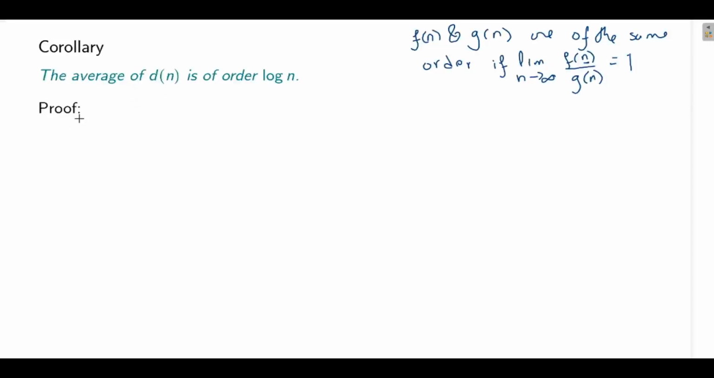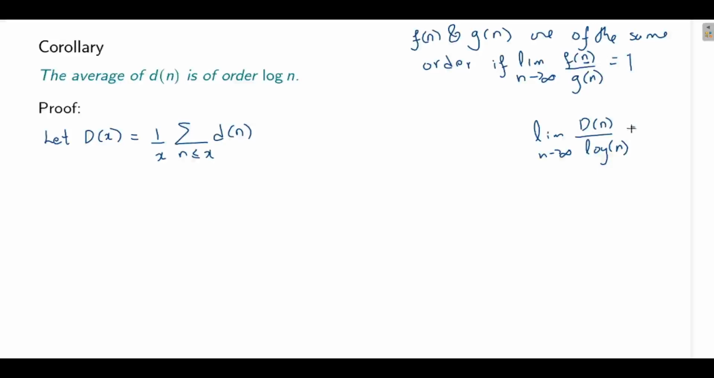So let's look at the average of d(n), which we will call capital D. Let D(x) equal 1 by x times the summation over n less than or equal to x of d(n). I want to say that this has the same order as log n. So what I want to prove is that the limit as n tends to infinity of D(n) upon log of n is 1.